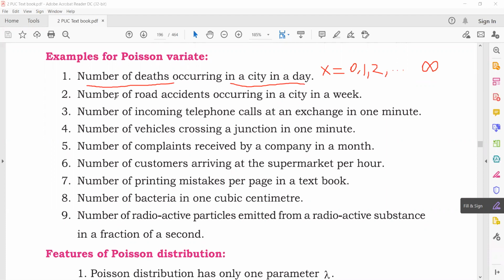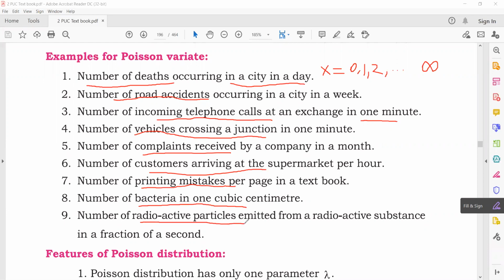Again, number of road accidents, you cannot exactly say how many that will be. So you can just say X equals 0, 1, 2, and so on. Number of incoming telephone calls at an exchange in 1 minute, in 10 minutes, in 1 hour, whatever the time span. Number of vehicles crossing a junction. Number of complaints received. Number of customers arriving at the supermarket per hour. Number of printing mistakes per page, number of bacteria in 1 cubic centimeter, number of radioactive particles emitted from a radioactive substance in a fraction of a second. So all these cases are examples of Poisson distribution.